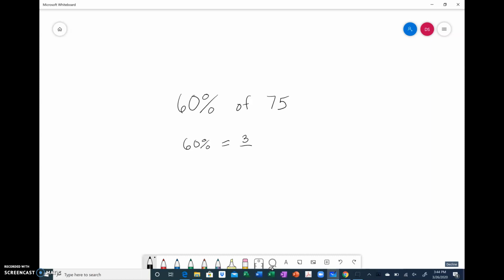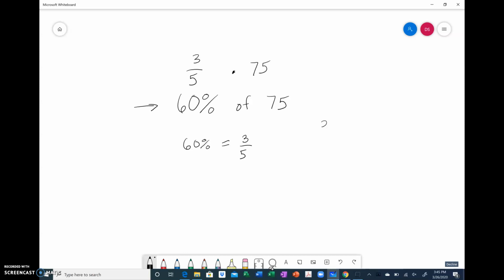Now we could work this out. We just did this on the other page. So if you need to go through the steps, change it to 60 per 100 and reduce it, you will get 3/5. So another way to look at this question is, what is 60% of 75? We could say, what is 3/5 of 75? And what do we know of means? It means to multiply, okay? So 3/5 times 75.